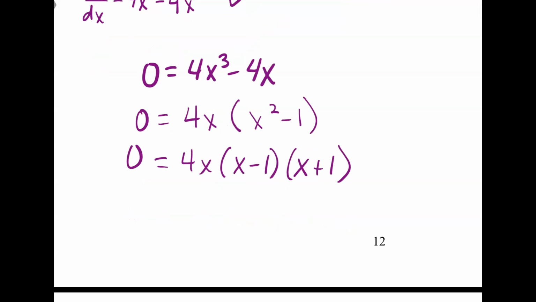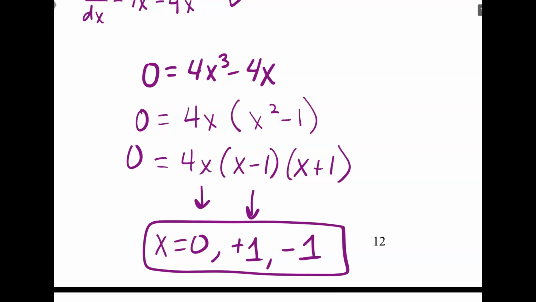Okay, cool. Now, let's see. So this would be x equals 0. This would be when it equals a positive 1. And this would be when it equals a negative 1. Those are the 3 places where my derivative is 0. If I was drawing my tangents on my original function, that's where it would be a slope of 0.